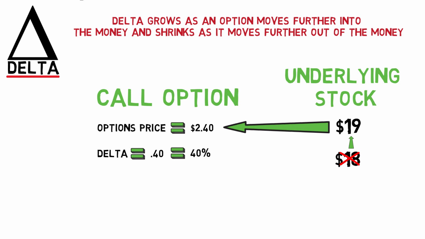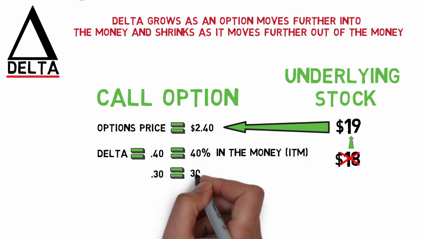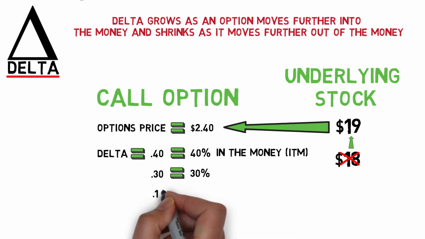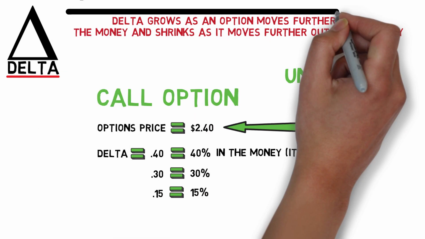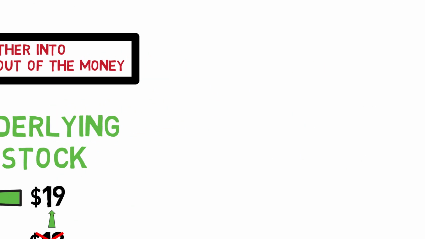One important thing to note about delta is that it doesn't have a constant rate of change. It grows as an option moves further into the money and shrinks as it moves further out of the money. To understand how this works, let's look at the next Greek, Gamma.